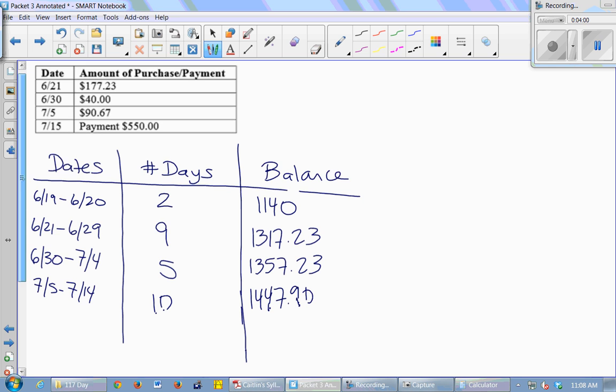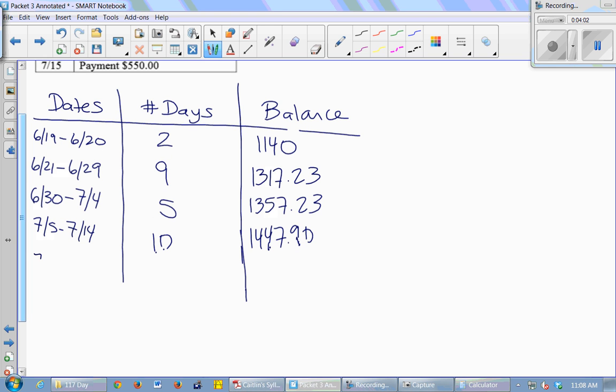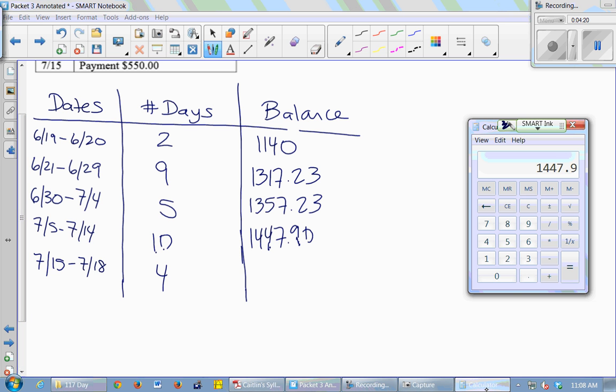And then on the 15th, I made a payment. And my billing cycle ends on the 18th. So the 15th to the 18th, that's 15, 16, 17, 18. That's 4 days. I now can take $550 off of that balance because I made this payment. And it's now $897.90.